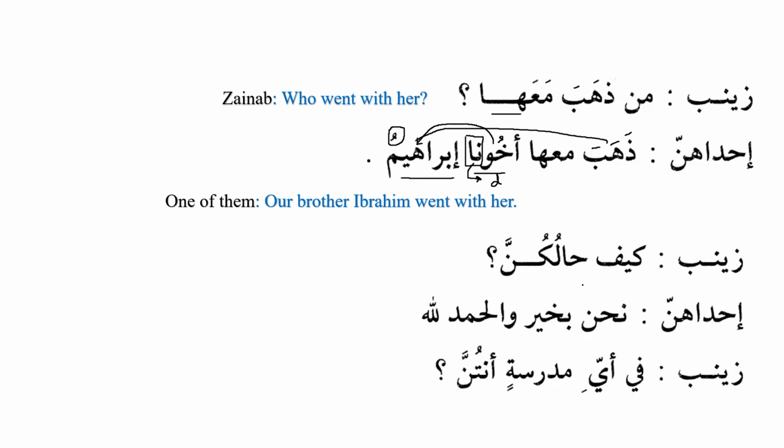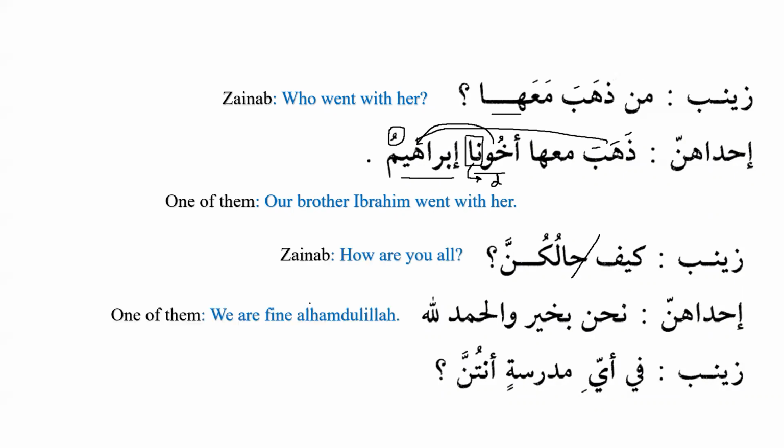Zainabu, kayfa halukunna? How are you all, ladies? And why do I say how are you all, ladies? Because we know that kunna is an attached pronoun, which is used for the feminine plural, for the second person. Ihdahunna, one of them: Nahnu bikhairin walhamdulillahi.